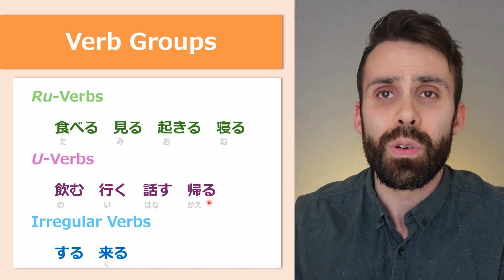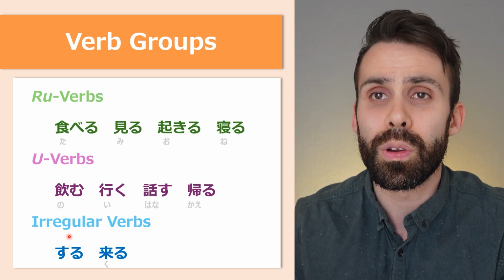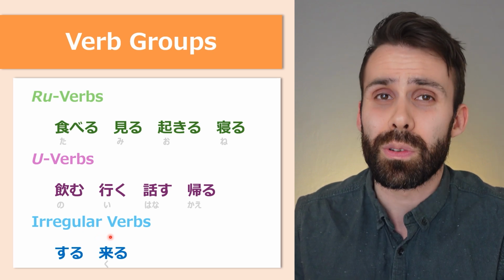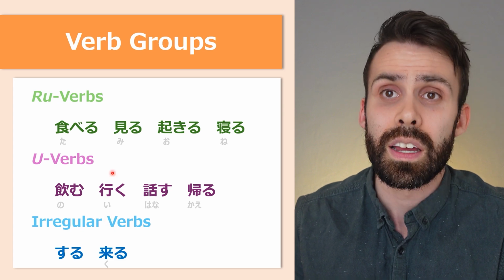And then we have 2 irregular verbs, suru, to do, and kuru, to come. But not in the naughty way. Actually, to come in the naughty way is iku, to go. The more you know.